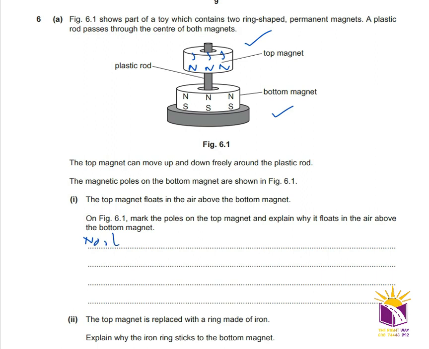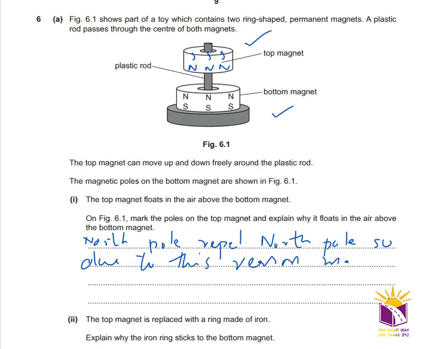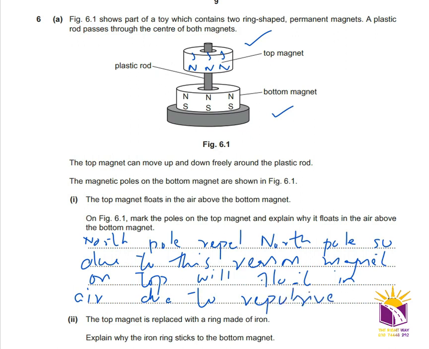North pole repels north pole. So due to this reason, the magnet on top will float in air due to repulsive force. Due to repulsive force, our magnet will float in the air.